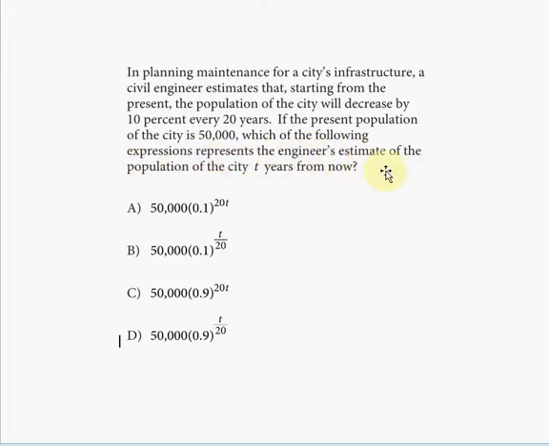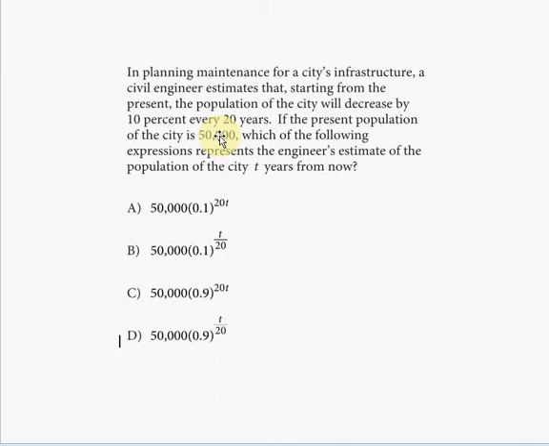So the first thing that you should understand is that the population here is decreasing, right? It's decreasing by 10% every 20 years. Every 20 years the population loses 10%. So that means 90% of the current population remains in 20 years. Okay, so suppose that we started with a population. Right now, in 20 years' time, we would have 90% of this population.